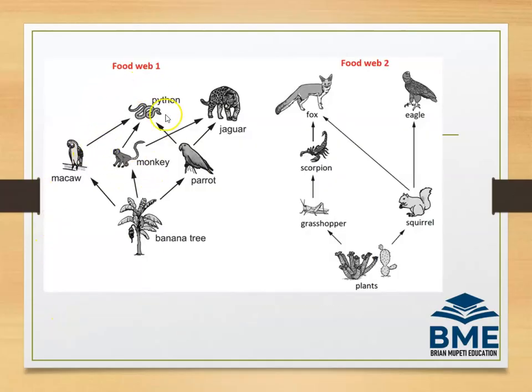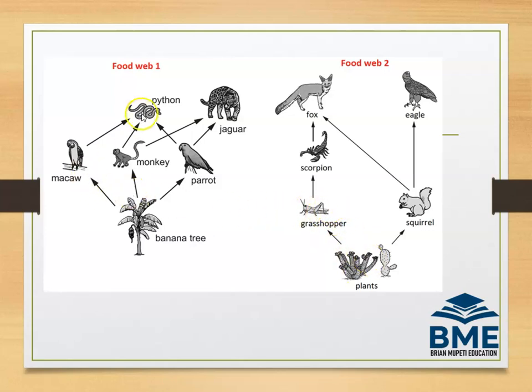On the left-hand side, I've got a food web. On the right-hand side, I also have a food web. Now take a look here. This is the producer in this food web. In this food web here, we've got these producers here. These ones here can be referred to as the primary consumers because they directly feed on the producer. The grasshopper and the squirrel can also be referred to as primary consumers by virtue of their position and the fact that they directly feed on the producer.